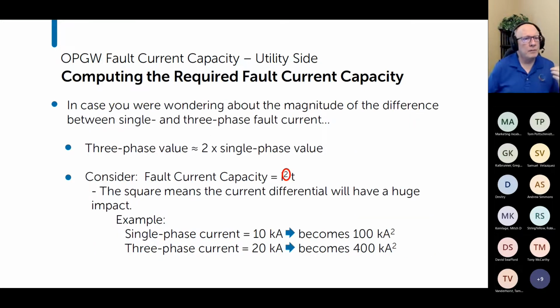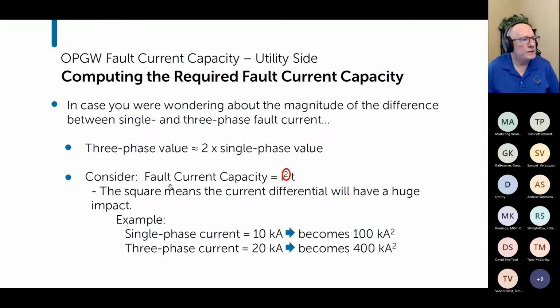And so probably in your mind, you're thinking, okay, but what's the difference between the two? And what's the consequence of the difference between the two? So, specifically, is three-phase fault current 3 times the single phase value? Well, it turns out, for reasons we don't have time to go into, that no, it's not 3 times, it's around 2. For today, we'll just take it as 2.